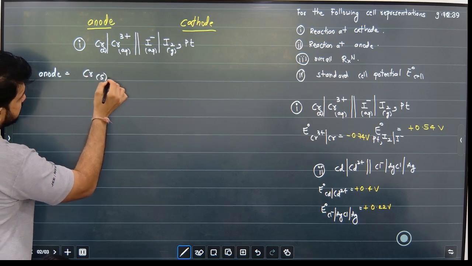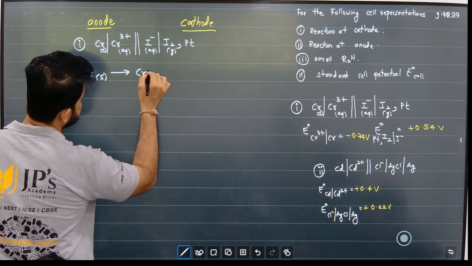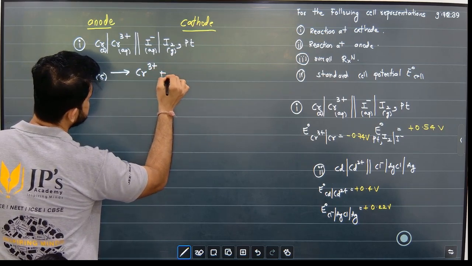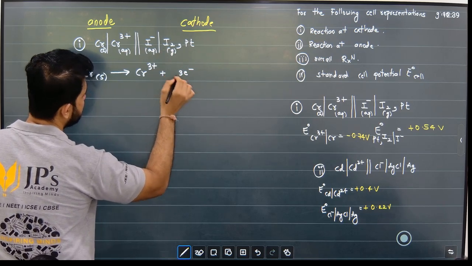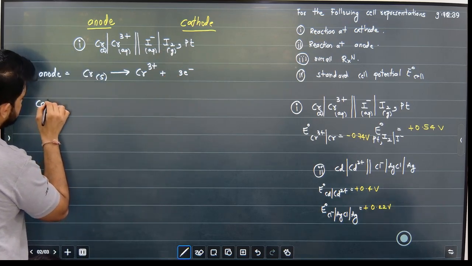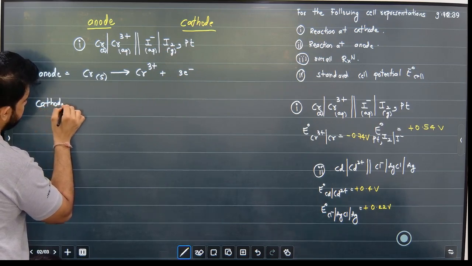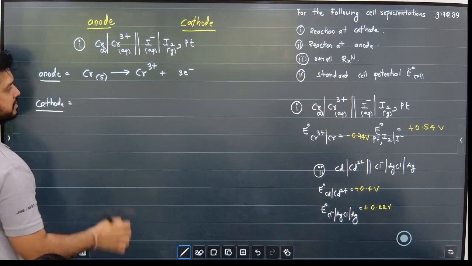Cr becomes Cr3 plus and releases how many electrons, people? 3 electrons. Now, what happens at the cathode? Reduction. Carefully observe what the reduction reaction will be.